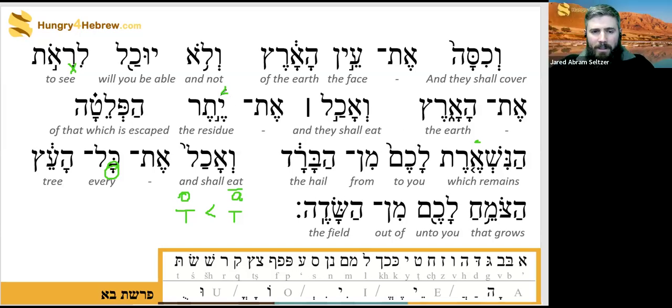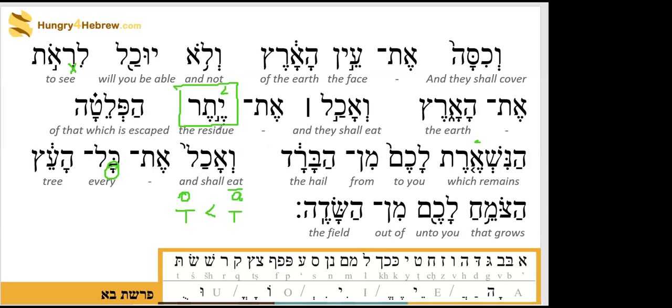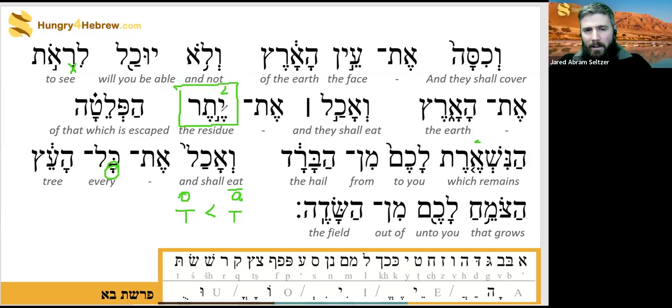Good. This right here has penultimate stress. How do you read it? Yeter. Right. Just like melech or yeled. So it's also yeter. The root yod tav resh, which comes from vav tav resh, means to jut out or be excessive. So a yeter is a noun related to being excessive. It's the residue.